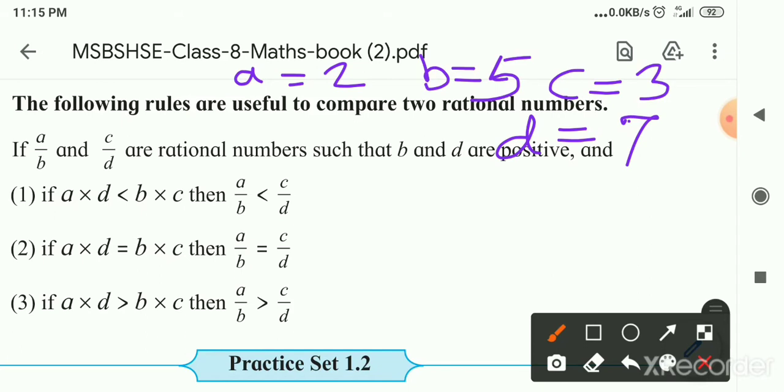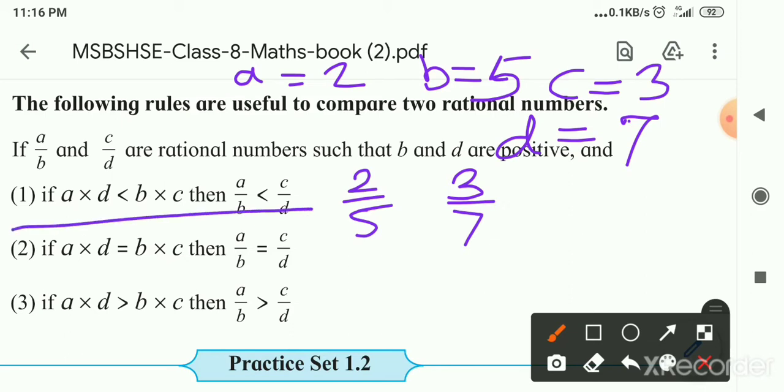First of all, we will put the values in these fractions. A upon b means 2 upon 5, since a's value is 2 and b's value is 5. C upon d, where c's value is 3 and d's value is 7, so here I will write 3 upon 7. Now according to this first rule, we have to multiply a into d, 2 into 7, and b into c.